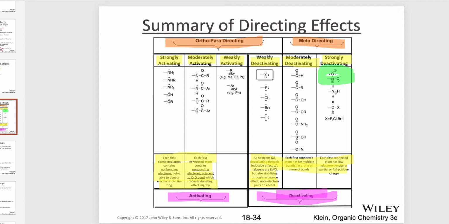There could also be R substituents here. And if we have halogens, that's going to place a partial positive charge on this first carbon. So all of these are strongly deactivating. Okay, so try to make sense of these aspects as you navigate this. And again, the best way to do this is through lots of practice.